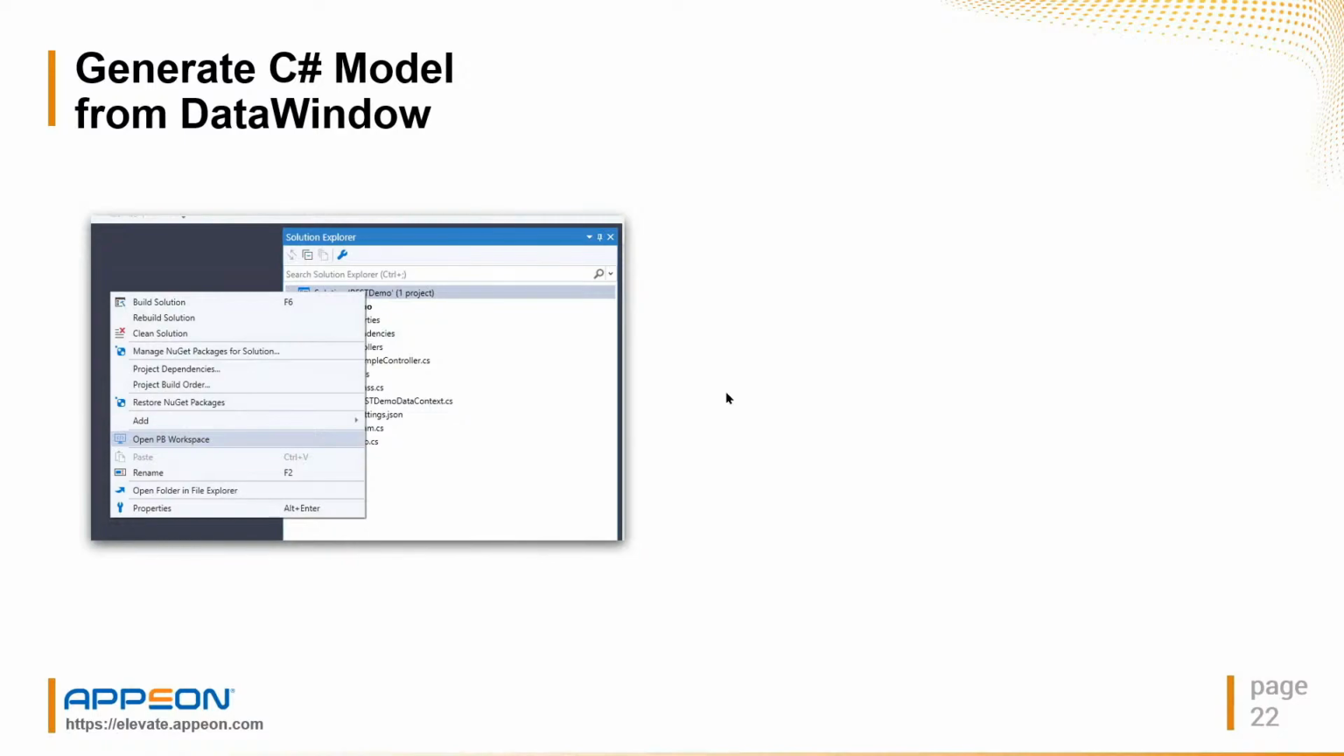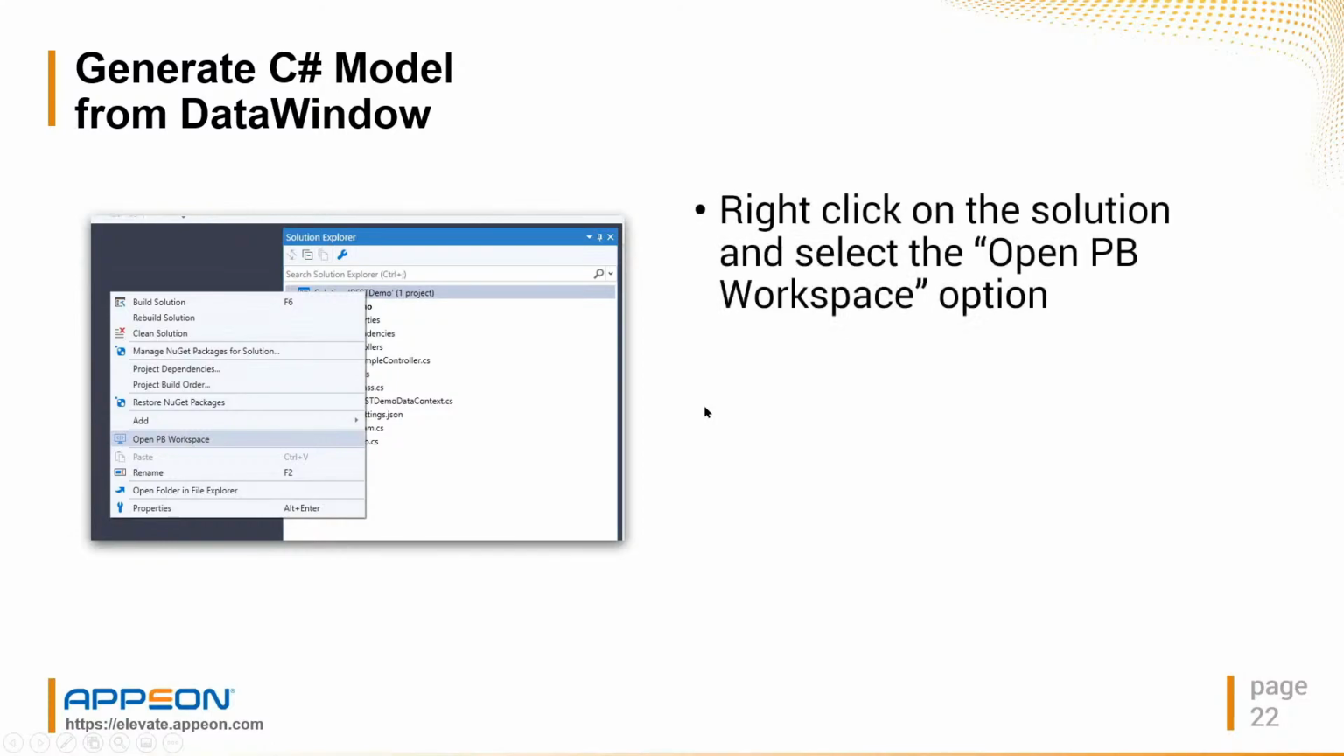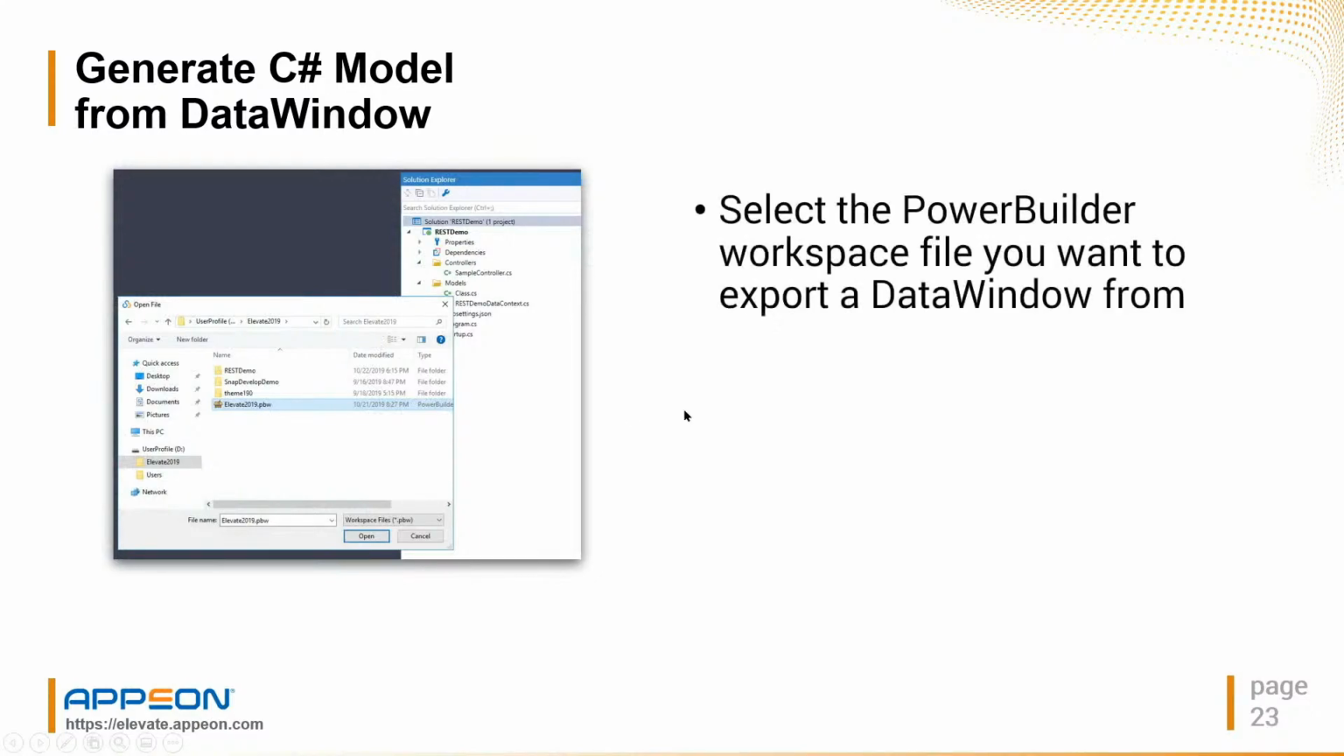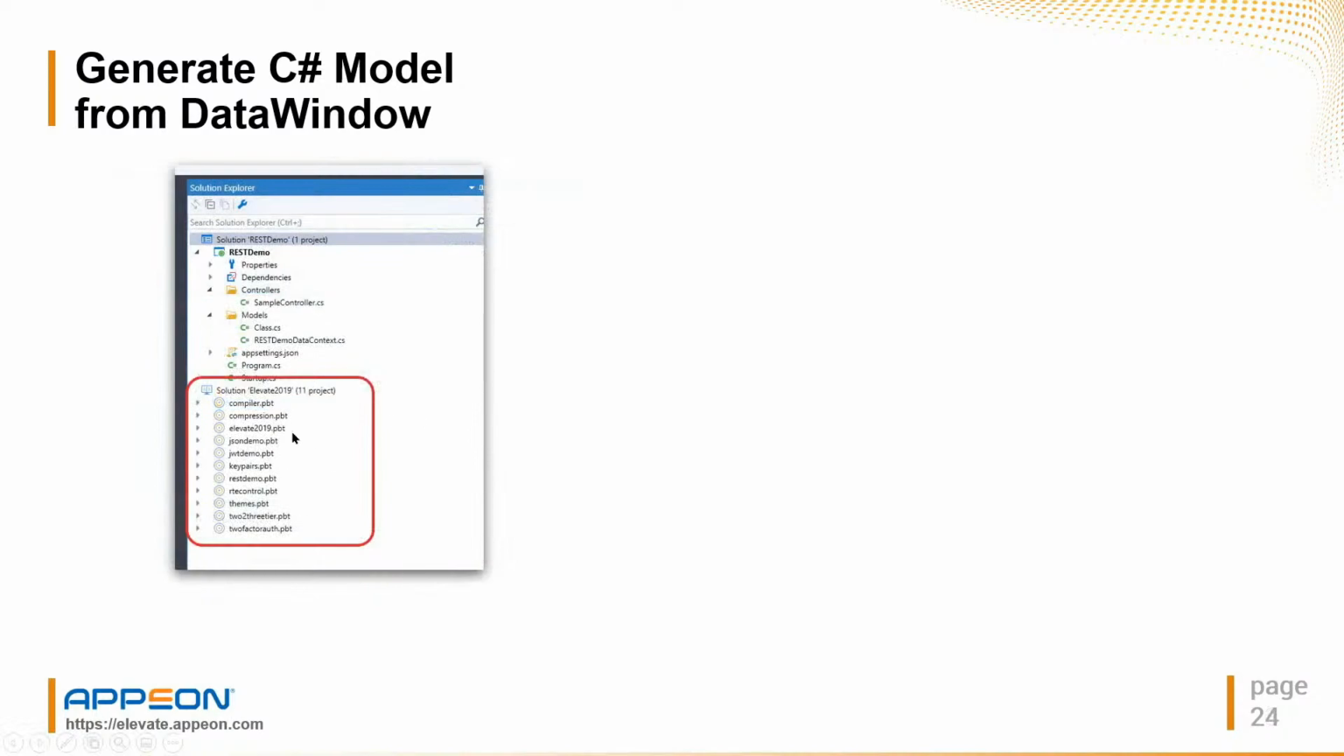Okay, now I want to generate a C# model from the data window. Well, the first thing I'm going to have to do is go into my project, my solution once again, right-click, and say Open PB Workspace, and find the workspace that we're going to be wanting to pull the data windows from, and that will add it into our system tree, almost as if they were C# classes.